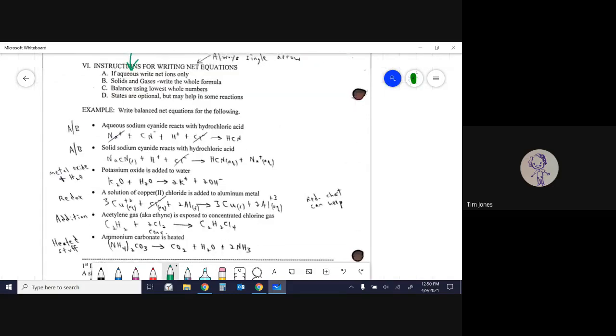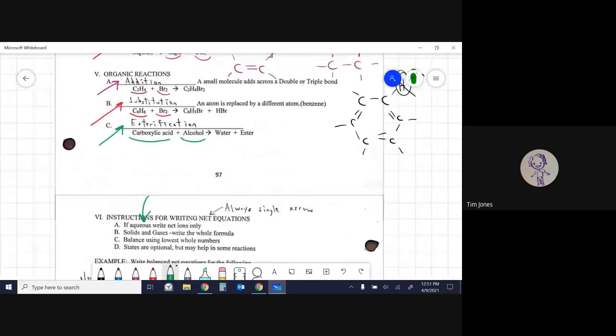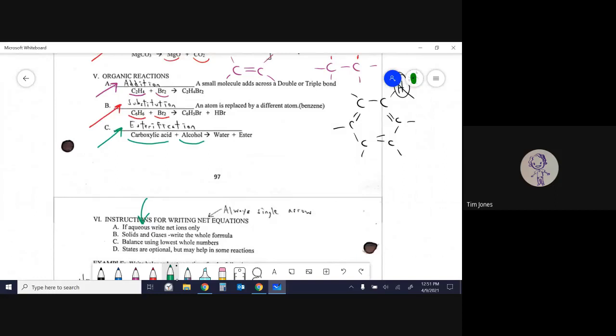I'll show you what I mean. You'll see that in some of my examples, I have things written, but then I cross them out. That was because I realized they were a spectator ion, and then I crossed them out, and that's fine. So my recommendation is go ahead and write everything in your reactant side, and then cross out stuff that you don't need anymore. If it's a solid or a gas, go ahead and write the whole thing, because that's how it exists. They're bonded together until they react.